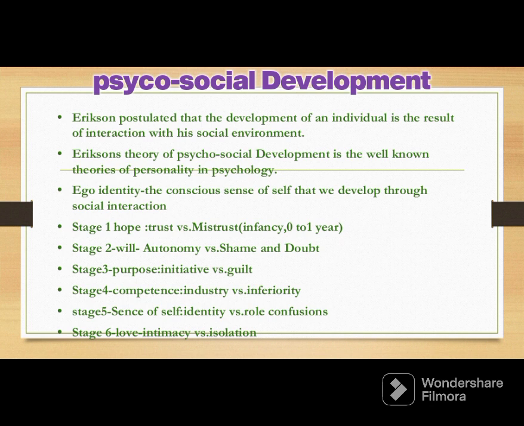Next developmental theory is psychosocial development by Erikson. Erikson postulated that the development of an individual is the result of interaction with his social environment. Erikson's theory of psychosocial development is a well-known theory of personality in psychology. Ego identity is the conscious sense of self that we develop through social interaction.